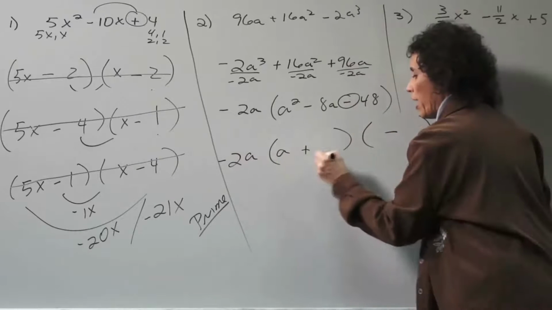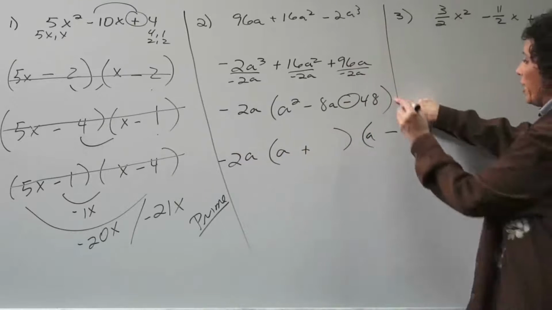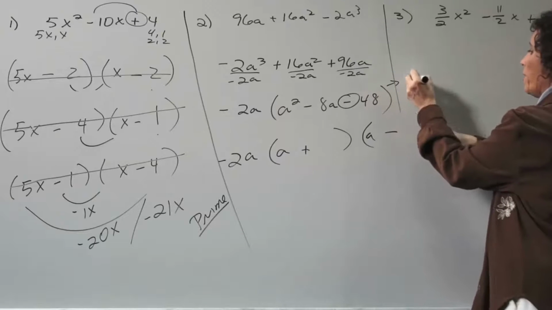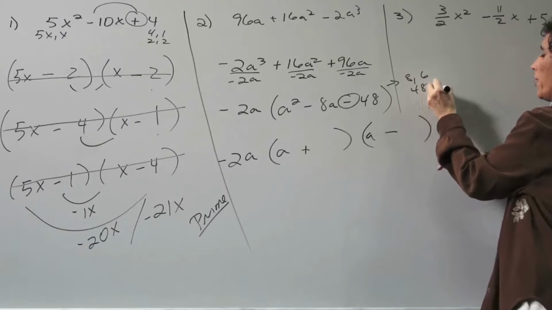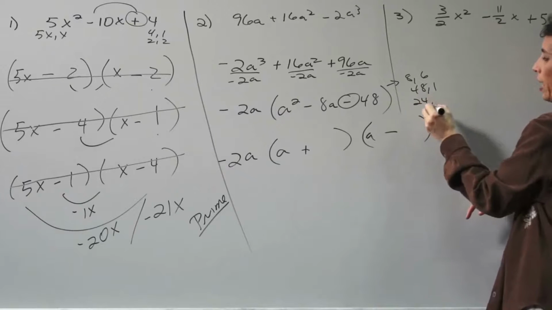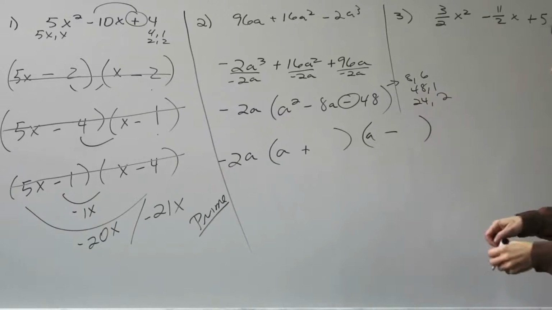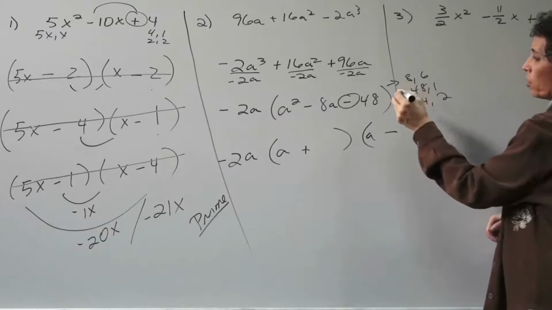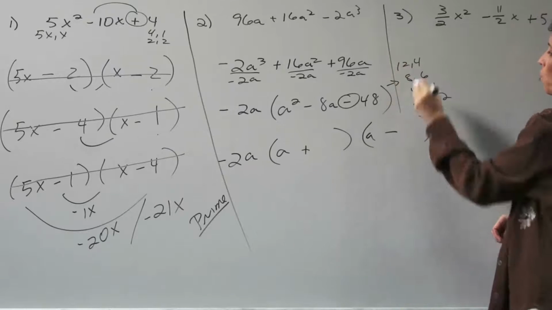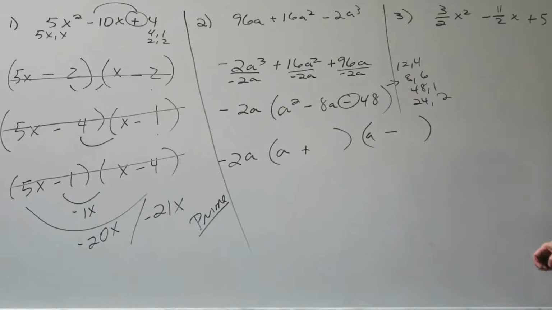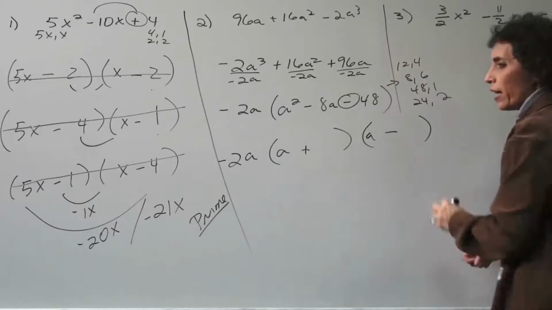A squared is just a and a. 48 is 8 and 6, 48 and 1, 24 and 2. There's probably more. 12 and 4. There's a whole mess of them. I'm going to try 8 and 6, 12 and 4. 8 and 6 are closest, but I have to tell you they don't work.